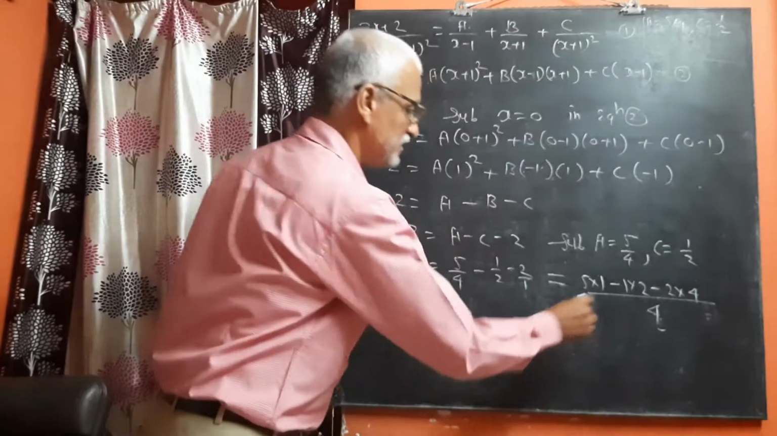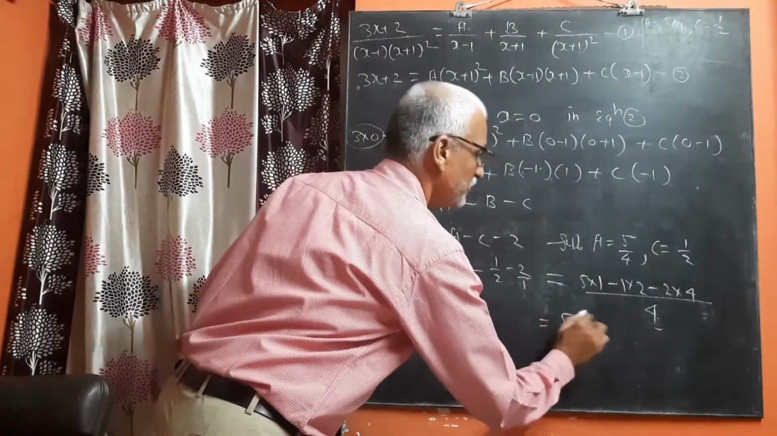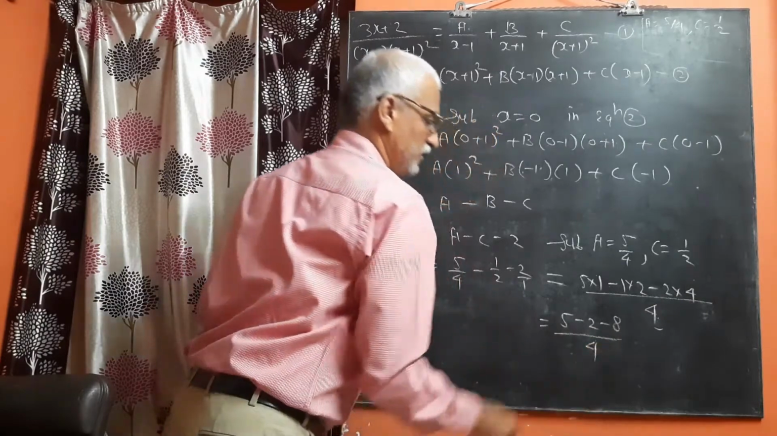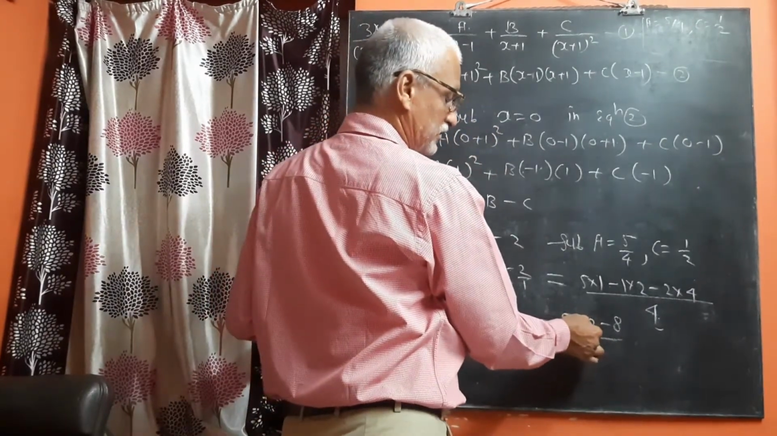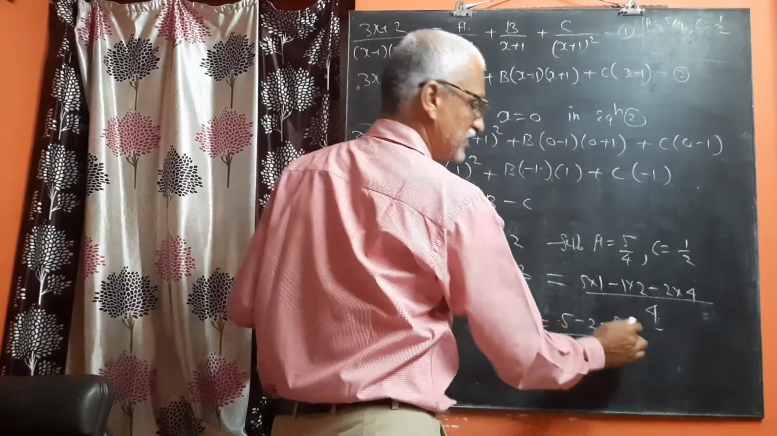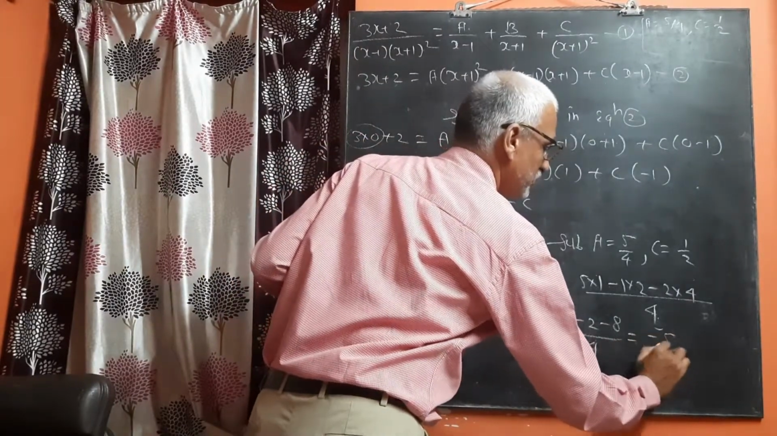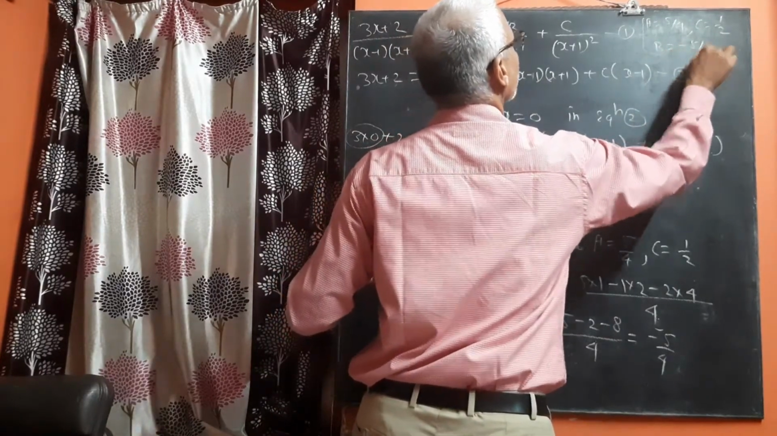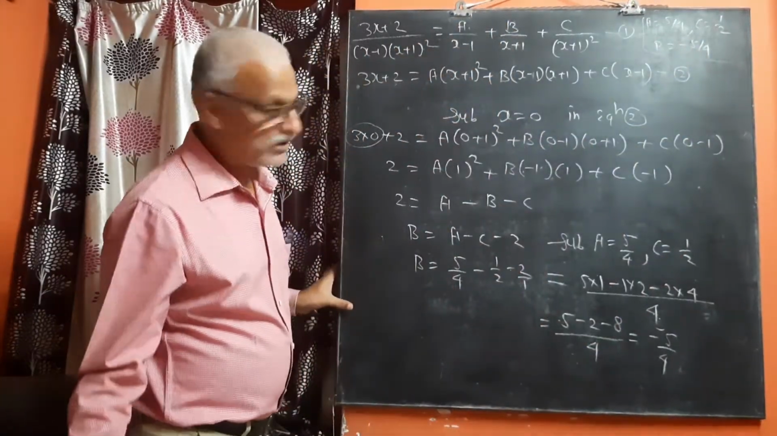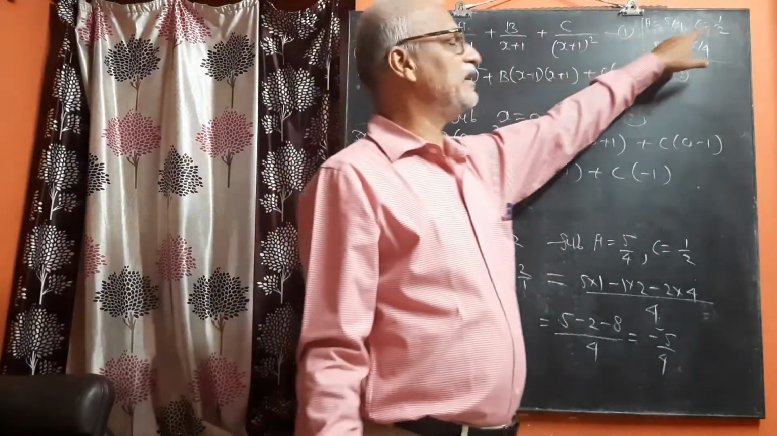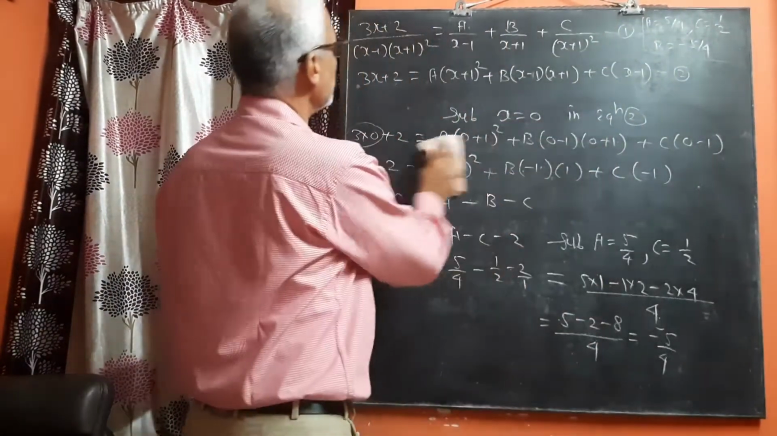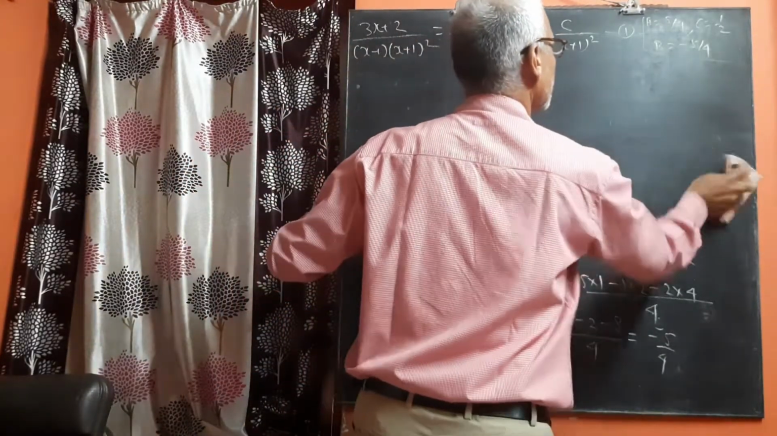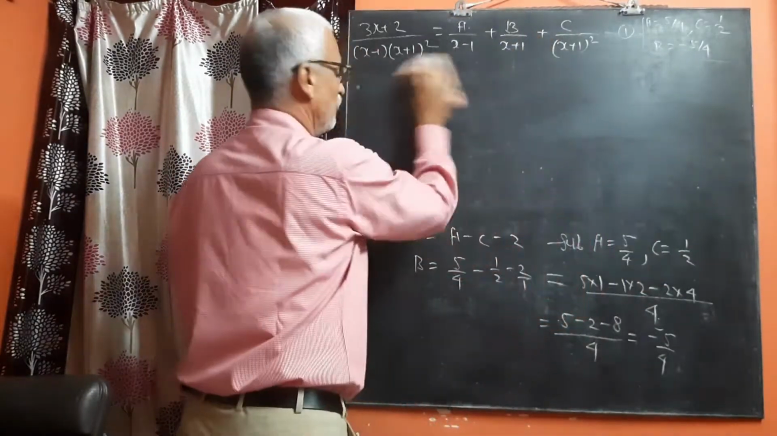So let us simplify. This is equal to 5 into 1 is 5, minus 2, minus 8, divided by 4. 5 minus 2, sorry, 5 minus 2 is 3. 3 minus 8 is minus 5. So this will be minus 5 by 4. So the value of b is equal to minus 5 by 4. Now we have got all three constants a, b and c. Substituting these three constants in equation number 1.